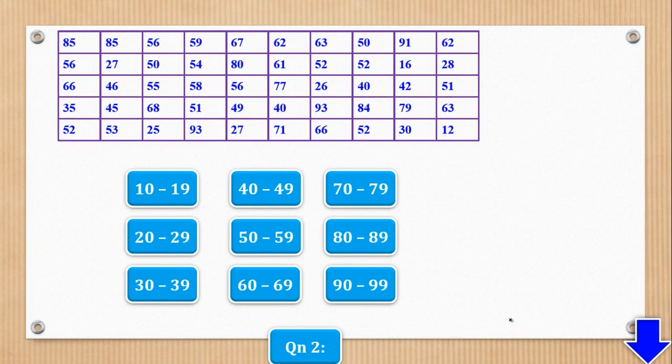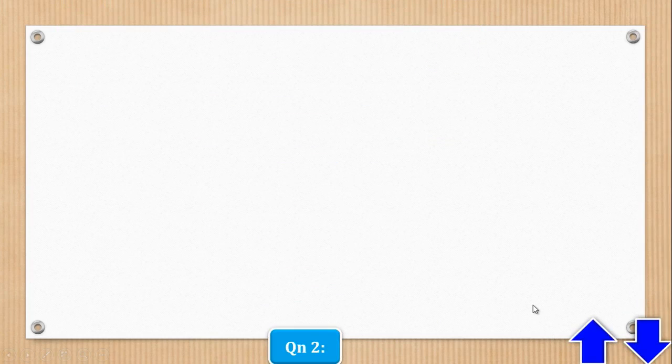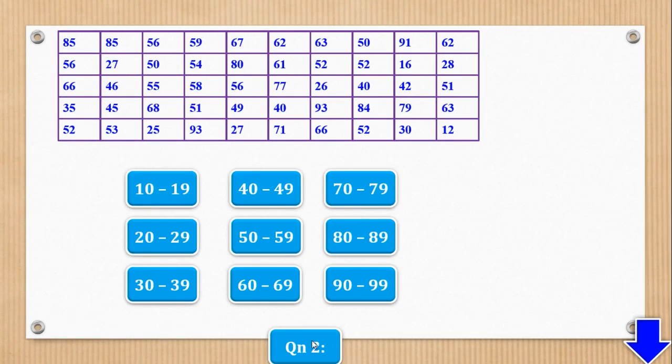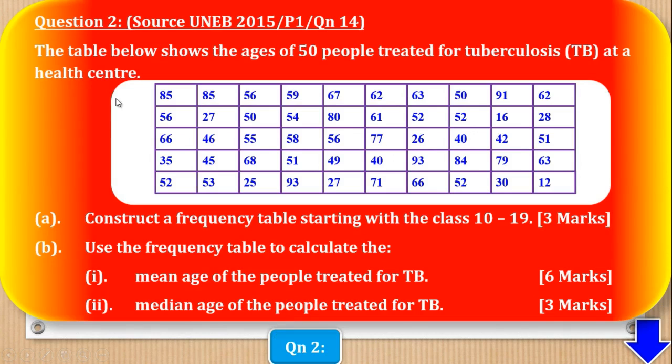Now we shall go to question 2. So first of all, question 2 came from UNEB 2015, paper 1, question 14, and says the table below shows the ages of 50 people treated for tuberculosis (TB) at a health center. So these are the ages of 50 people, so all these values must be 50.